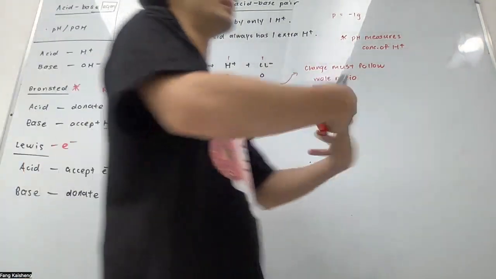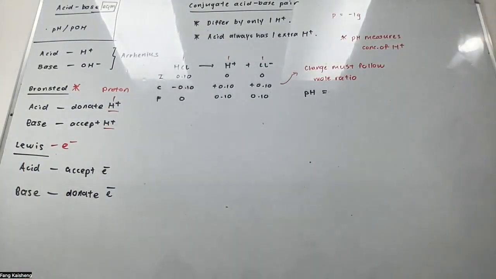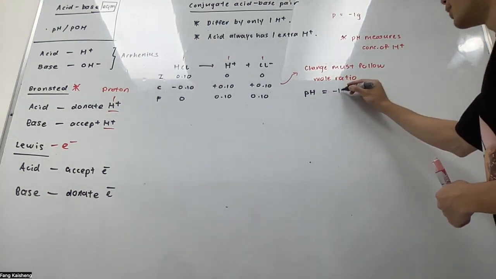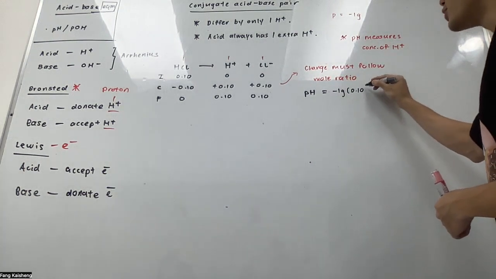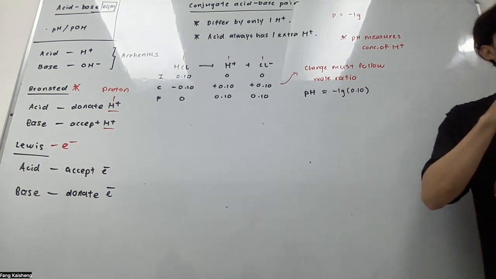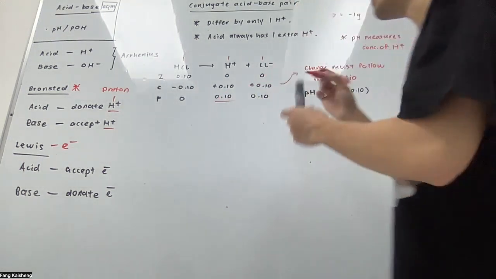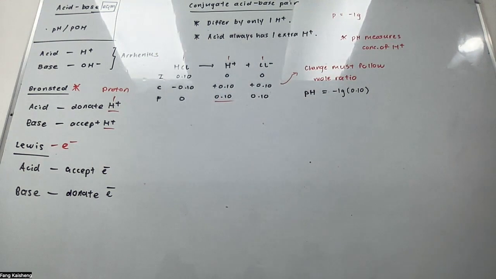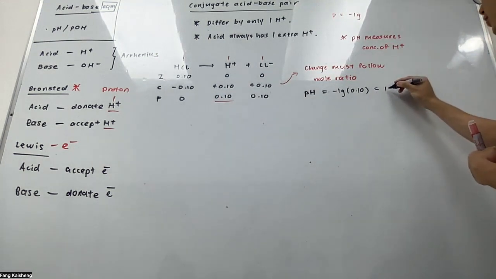Okay, now that we've learned the definition of pH. Case 1. So how do you calculate it? Very simple. Negative log of 0.1. Where do you get 0.1 from? Right here. This is the concentration of H+ after it is dissociated. So you get pH of 1.